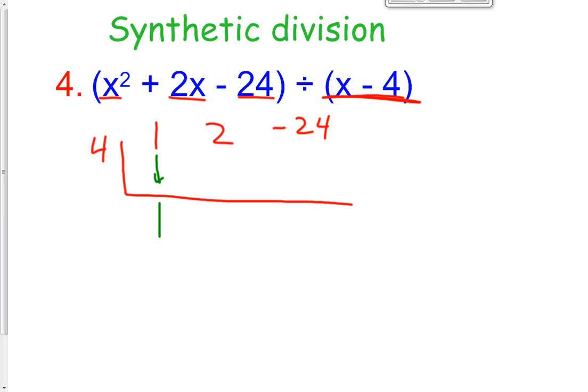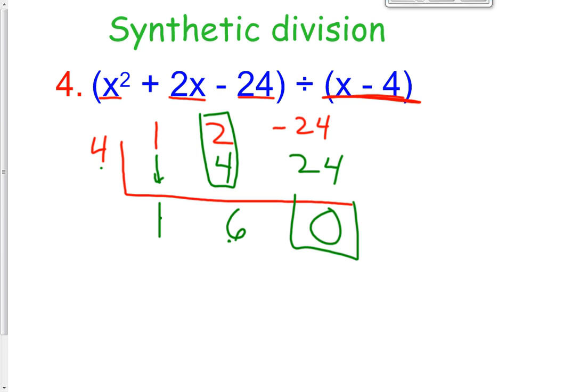Now this is going to be a process of alternating multiplying and adding. Multiply, add, multiply, add, multiply, add. So we're going to multiply 1 times 4. That's going to be our first step. 1 times 4 is 4. You put that number right here. And then you add. 2 plus 4 is 6. Once you add, now we're going to multiply again. 6 times 4 is 24. Then you're going to add a negative 24 plus 24 is 0. So this right here, class, is always our remainder. We have a remainder of 0.